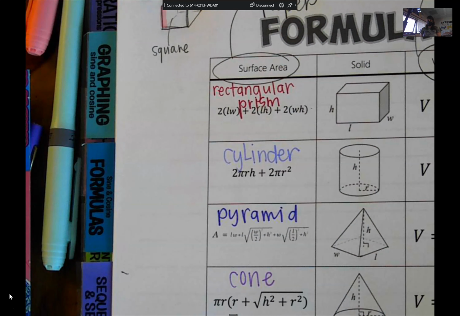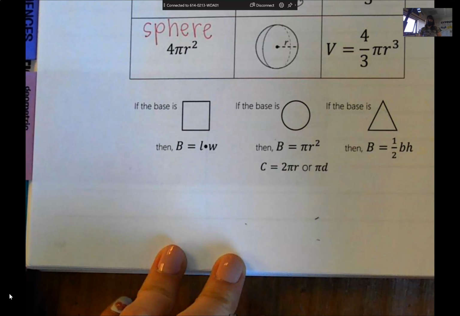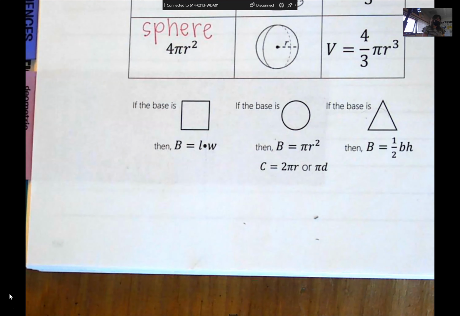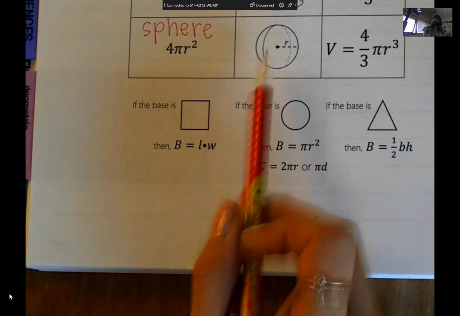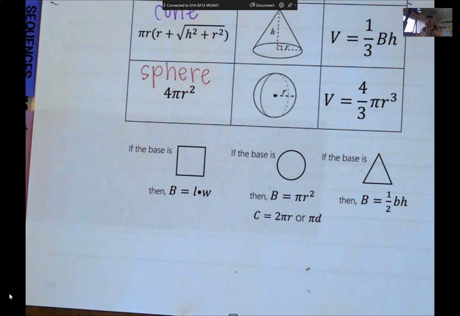You feeling kind of okay about that? None of these so far have a base that's a triangle. We don't have any pictures yet of one that has a base that's a triangle. And the sphere doesn't have a base because it's got no bottom.